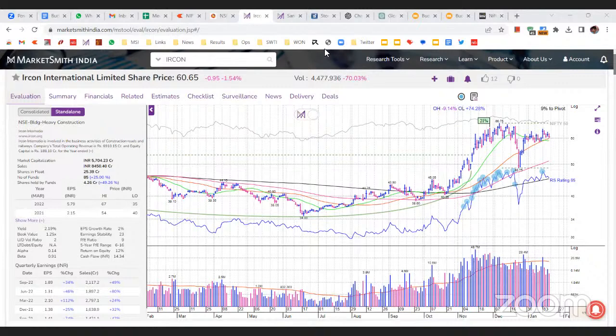Recently, it has broken out from its stage one base pattern, which is a cup base pattern, a very wide base pattern, and the volumes during the base formation have also dried up significantly.